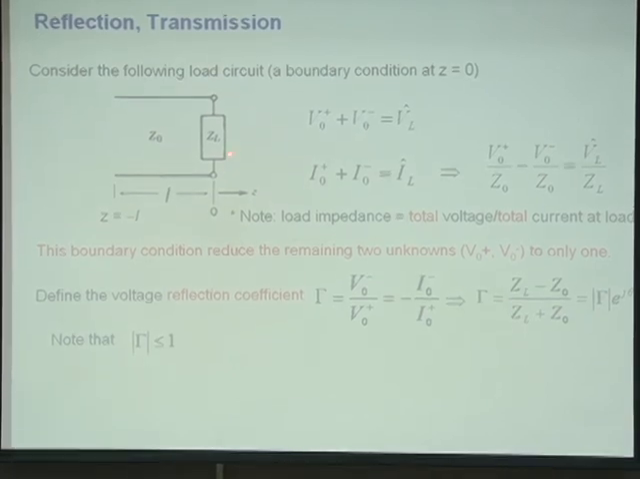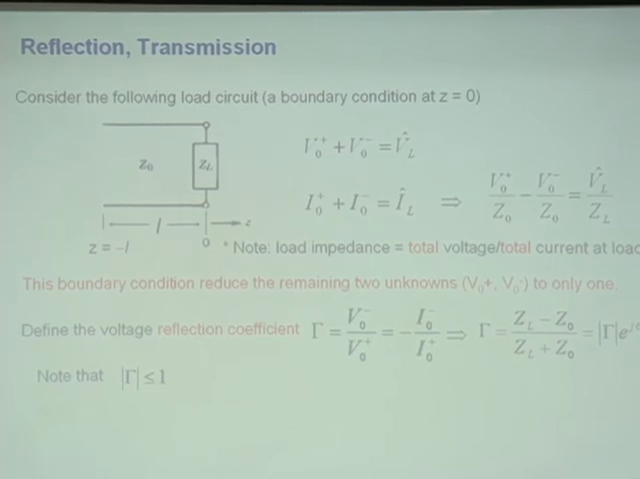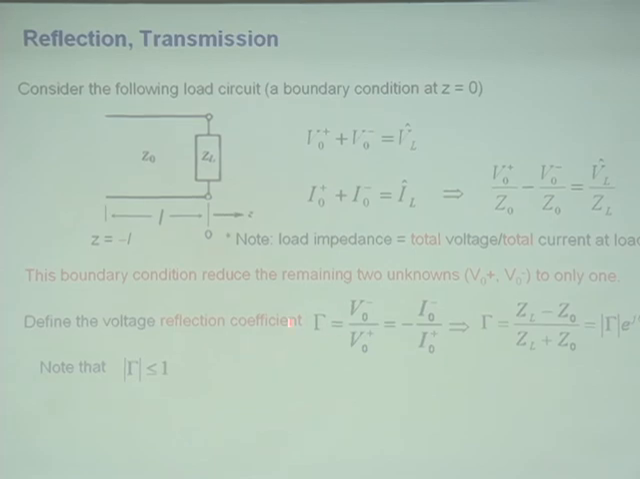basically it tells you how much voltage or how much current is reflected back to the generator, and to have a high energy delivery efficiency, you want to have small reflection coefficient. Okay, so this is a quite important parameter you have to consider in practical design. And this reflection coefficient is always less than 1.